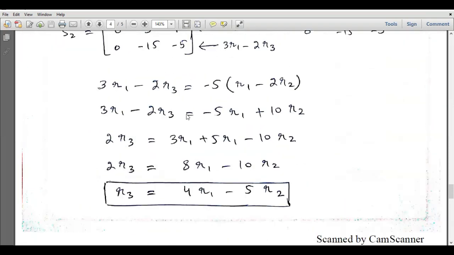So that is all about our today's lecture, and I hope you have understood the concept of evaluating the linear combination.